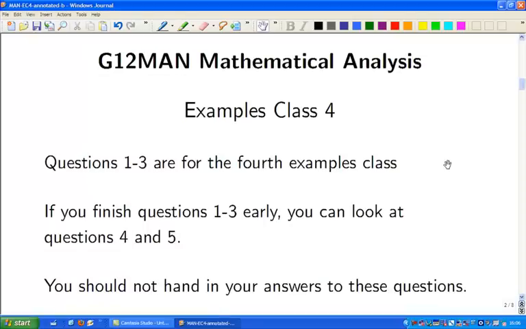So the idea is to work on questions 1 to 3. I don't think we'll finish those. If some of you get through questions 1 to 3 really quickly, there are questions 4 and 5 available.